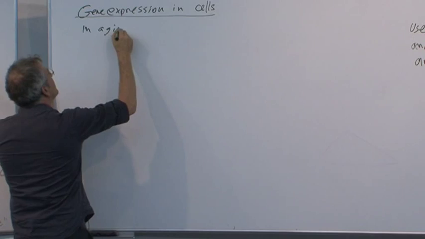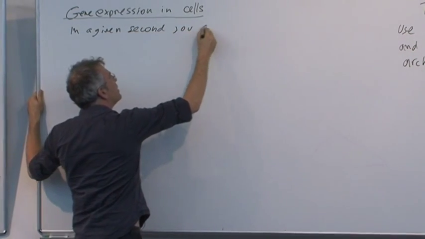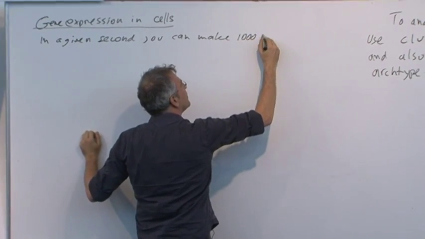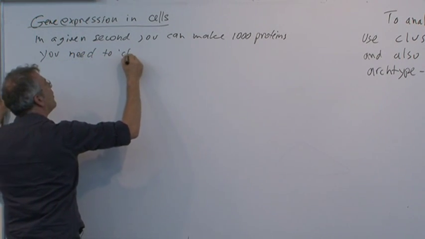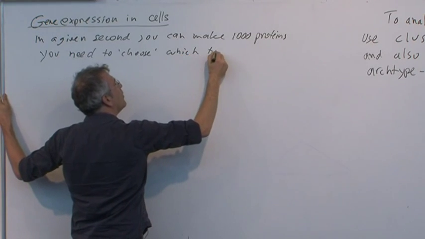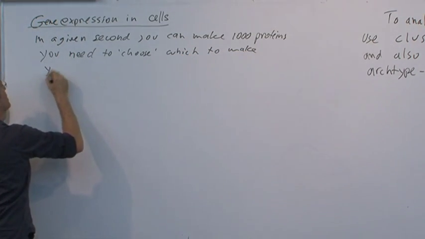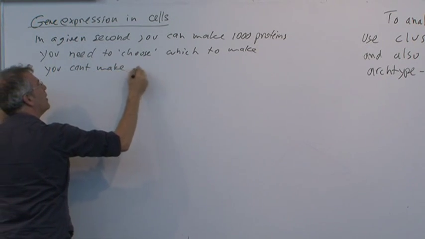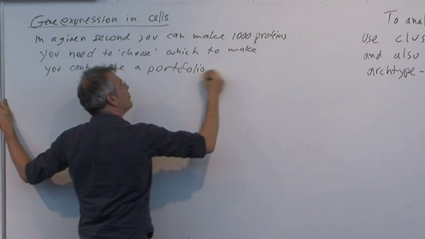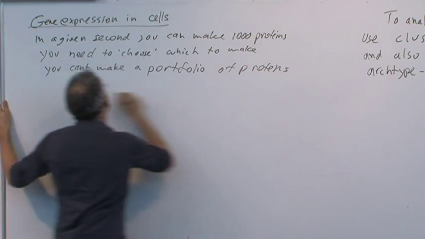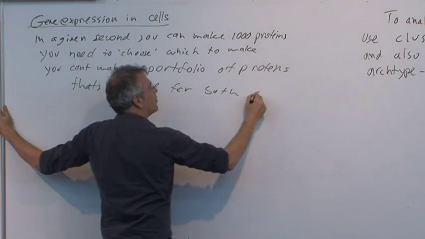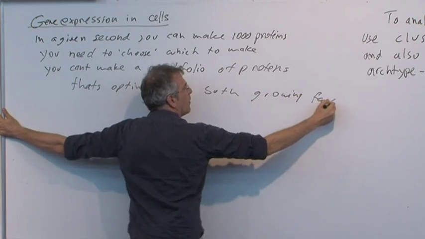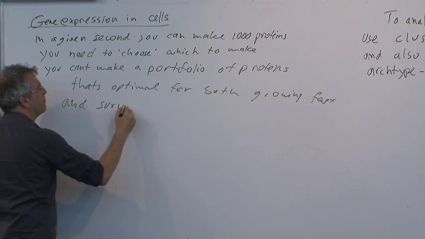Because imagine that in the next second, you can make, let's say, 1,000 proteins. You need to choose which ones to make, because you can't make a portfolio of proteins, a collection of proteins, that's optimal for, let's say, both growing fast and surviving stresses, for example.